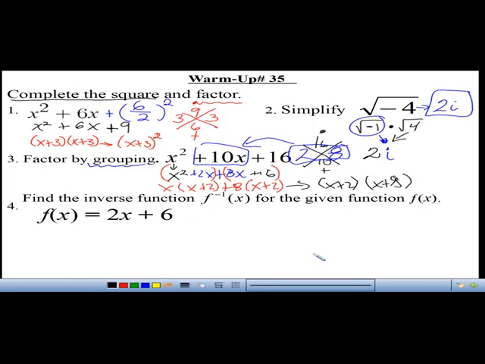All right, and number 4. For number 4, I need your full attention, please. Writing utensils down, look up to the screen. You'll copy at the end.